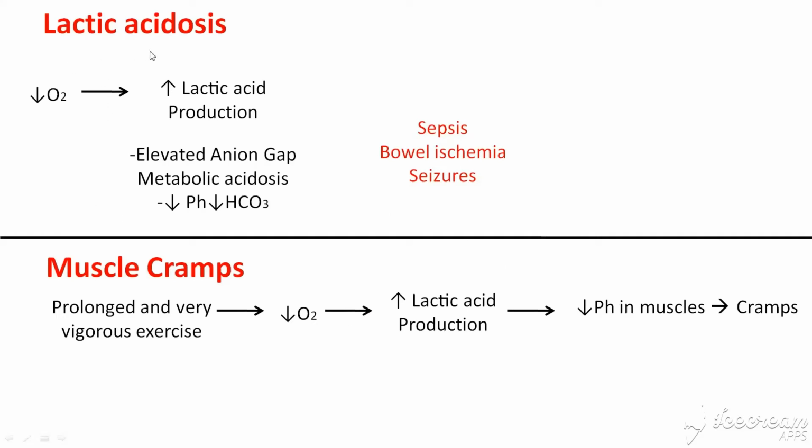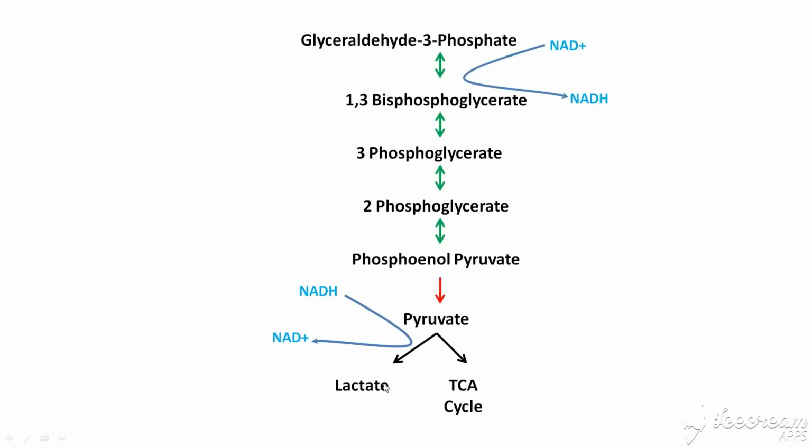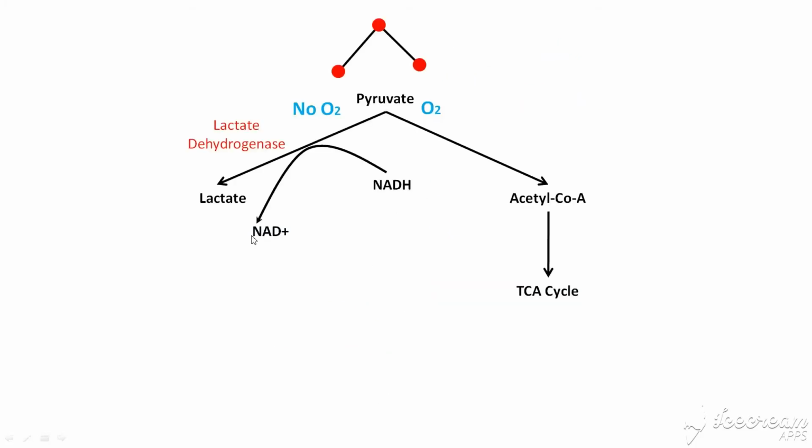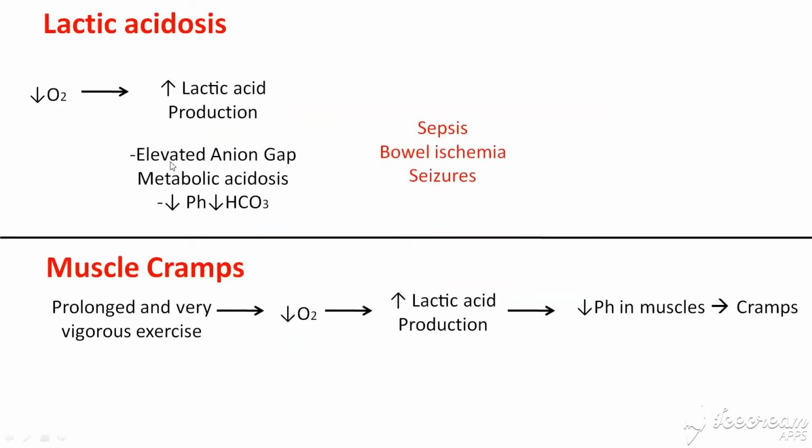So lactic acidosis, and this is basically elevated levels of lactic acid inside the blood. This is going to be due to low O2 supply to certain tissues. There's going to be an increase in lactic acid production because all the pyruvate is going to shift towards lactate instead of the TCA cycle. And this is going to lead to an elevated anion gap, metabolic acidosis, low pH, and low bicarb. And this happens in cases of sepsis, bowel ischemia, and also seizures, in which there is basically severe muscle contraction, and that's going to lead to muscle hypoxemia and lactic acidosis.